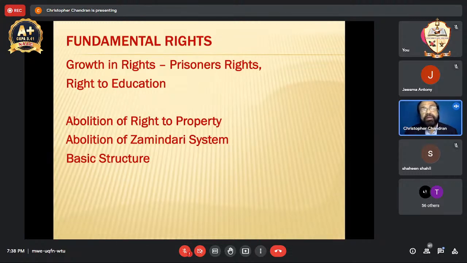it has also said that Parliament, just because it has been given the power by the Constitution to amend, does not mean the Parliament can amend whatever it likes.